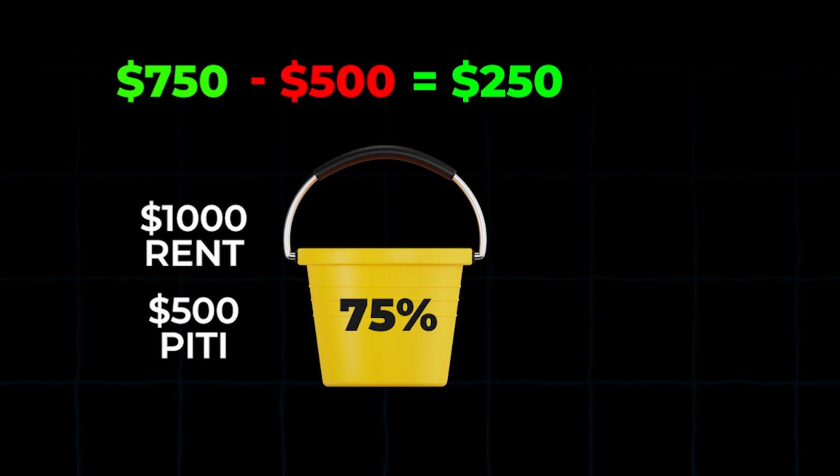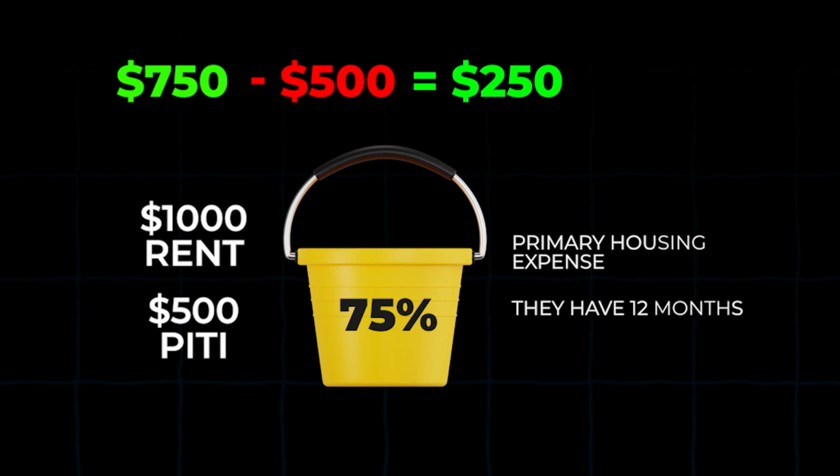That individual in that bucket has to demonstrate two things. One, they have a primary housing expense, whether that's a mortgage or they rent, either is fine. And then second, they need to be able to demonstrate that they've had 12 months of history in owning investment property.